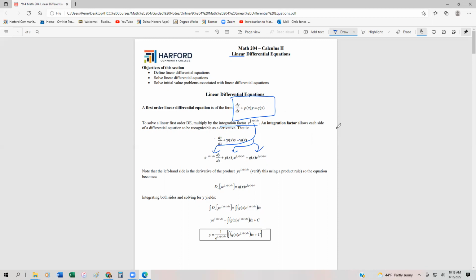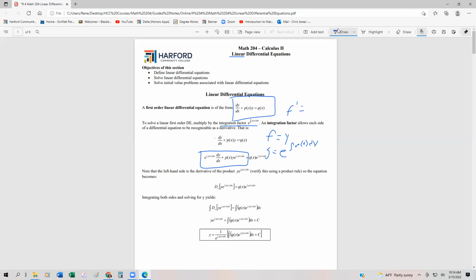And so you might be thinking, well, why would I want to do that? Well, what that does in this particular example is that it makes it so that these two terms actually become a product rule of derivatives. All right, so if we think of f as y and we think of g as e to the integral of p of x dx, then we could use our product rule.